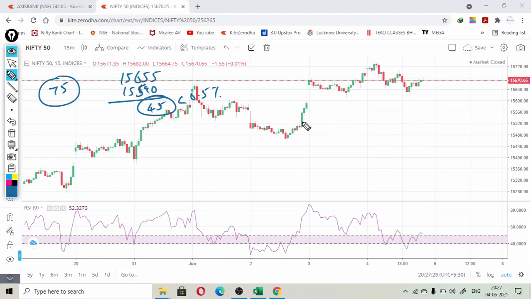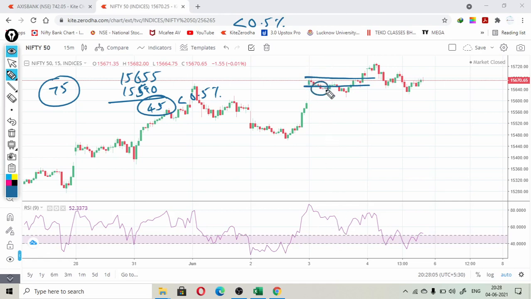So the first condition we have checked: the gap up is less than 0.5%. Then what will you do? You will mark the high and low. So we have marked this. This is the high price and this is the low price. We have marked it. Got it? Now what will you do? Now we will check if it is crossing over the high, then we will check whether the RSI is greater than 50 or not. If it is crossing below, then we will check whether RSI is less than 50 or not.